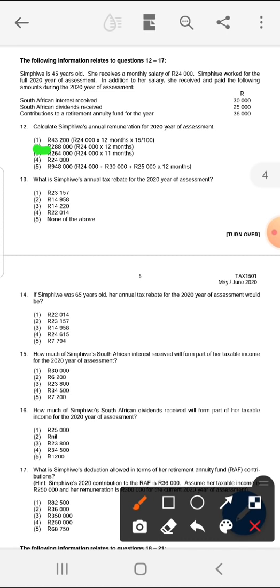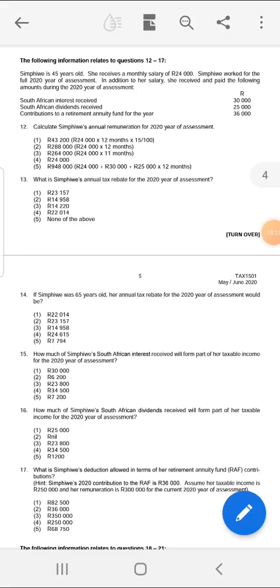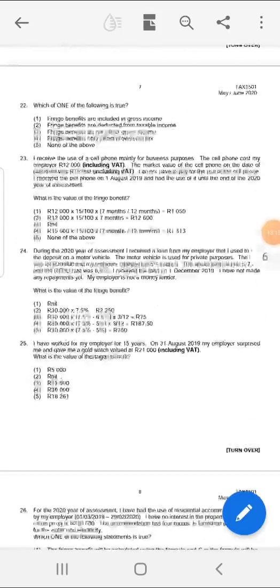And then question number 13, what is Simpiwe's annual tax rebate for the year of assessment? Simpiwe is less than 65 years old. So for this one, you will be given information about the rebates down here at the end of your question.